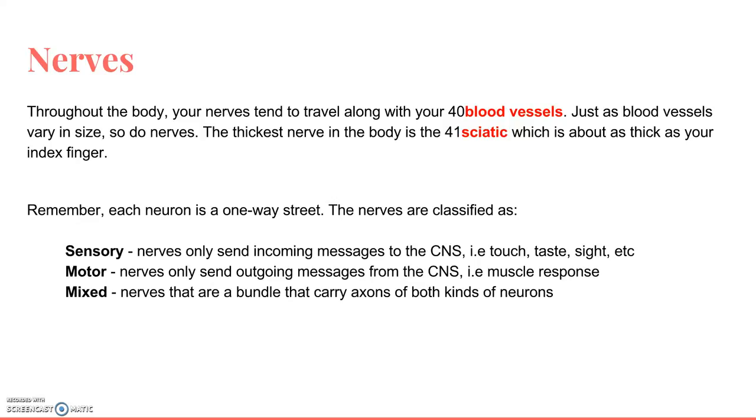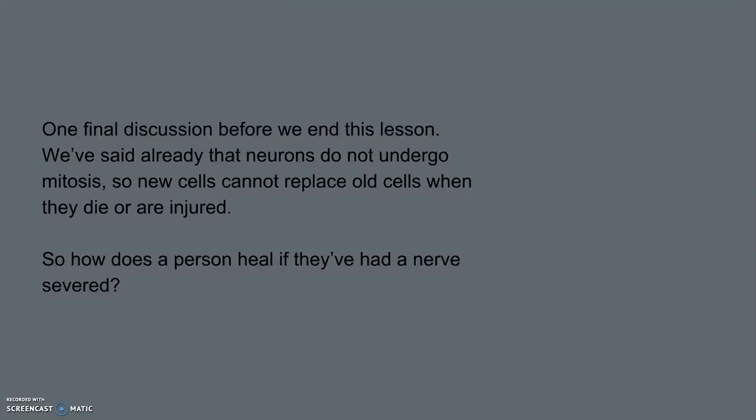The nerves are classified as sensory, motor, or mixed. A sensory nerve sends incoming messages like taste, touch, and sight to the brain. Motor nerves send outgoing messages to the muscles for a response. And then the mixed carry axons that go in both directions.